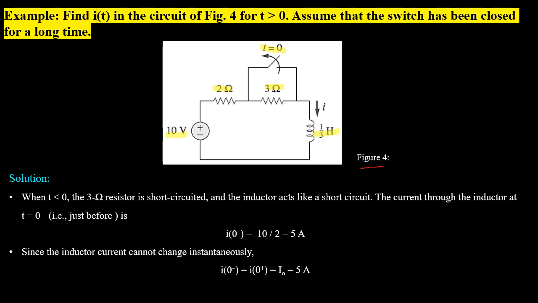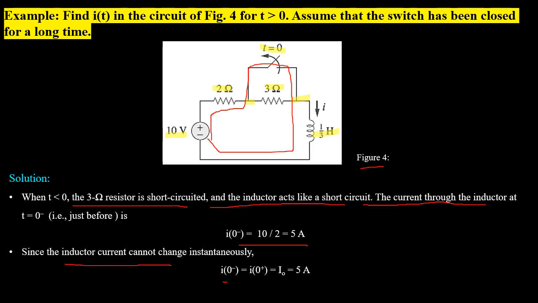So when time t is less than 0, the switch will be closed and the 3 ohm resistor will be short circuited. Also the inductor will act as a short circuit for a DC source. So the circuit will consist of a 10 volt voltage source and a 2 ohm resistor. The current when the switch is closed will be equal to voltage divided by resistance, which is 10 divided by 2, giving a value of 5 amperes. As the current through an inductor cannot change instantaneously, the initial current I naught through the inductor will be 5 amperes.